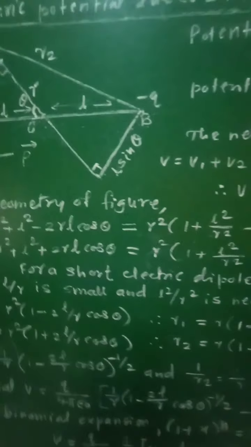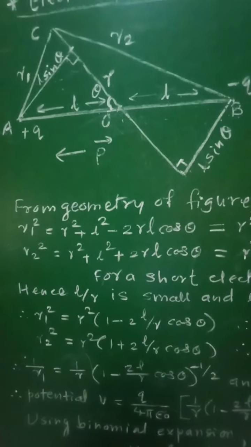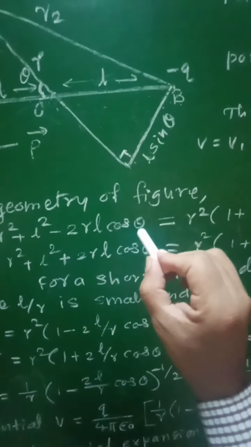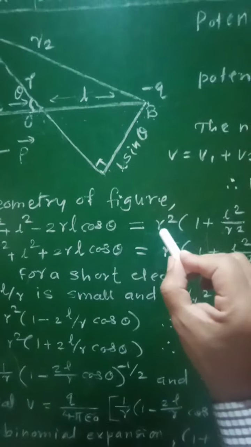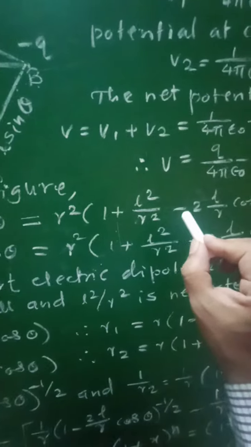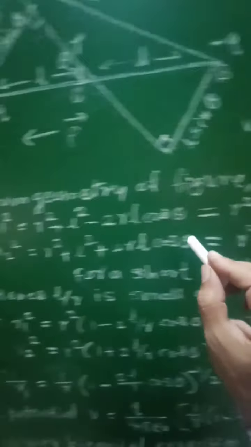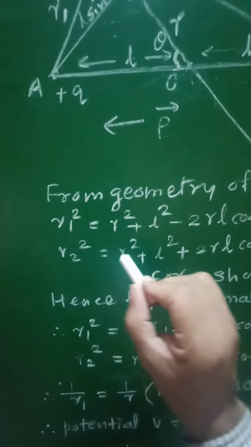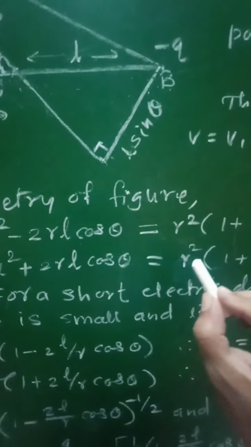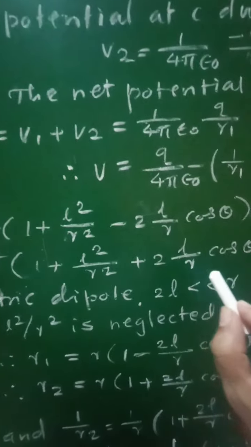Now from the geometry of the figure, that is by using cosine rule, we can write r1 square equal to r square plus l square minus 2 r l cos theta, which will be written, taking r square common, as r square into 1 plus l square by r square minus 2 l by r cos theta. And for r2 we can write r2 square equal to r square plus l square plus 2 r l cos theta, that is equal to r square into 1 plus l square by r square plus 2 l by r cos theta.